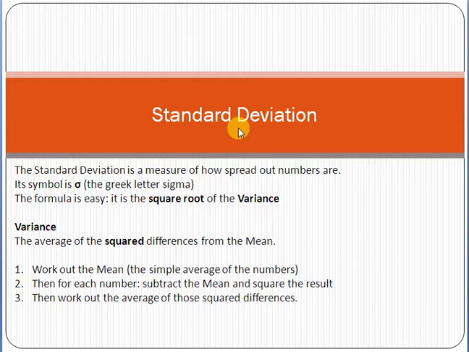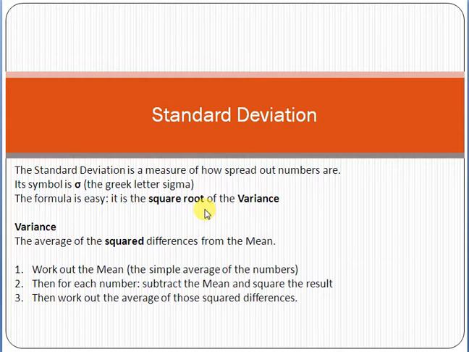Spread out means how much deviation from the mean. Mean, we will discuss what it means, is basically an average value. So friend, the standard deviation symbol is sigma. It is a Greek letter, and the formula of standard deviation is very easy. It is the square root of the variance. Now, what is the variance? Friend, the average of the squared deviations from the mean is called the variance. Mean is the average value.